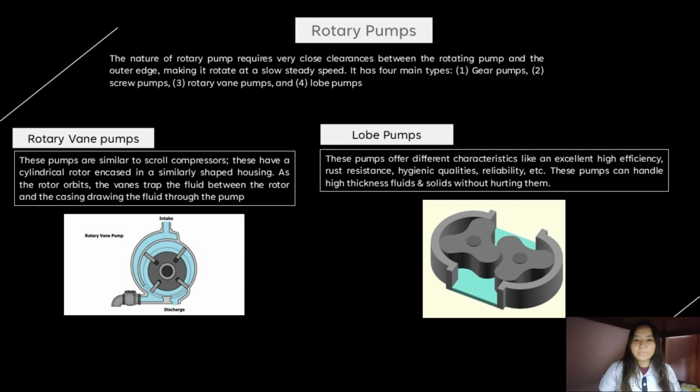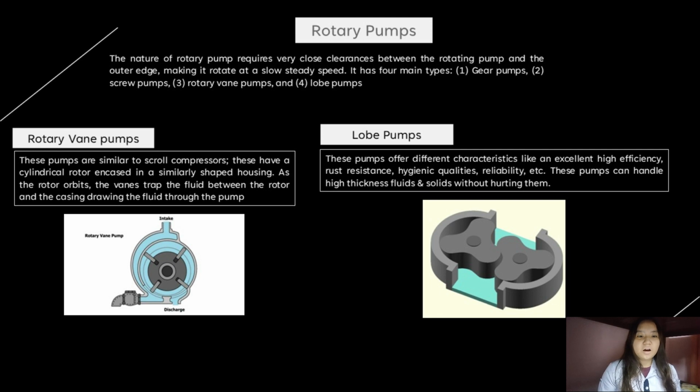So for the next type of pump, we have the rotary vane pumps. These pumps are similar to scroll compressors. These have a cylindrical rotor encased in a similarly shaped housing. As the rotor orbits, the vanes trap the fluid between the rotor and the casing, drawing the fluid through the pump. The next is the lobe pumps.